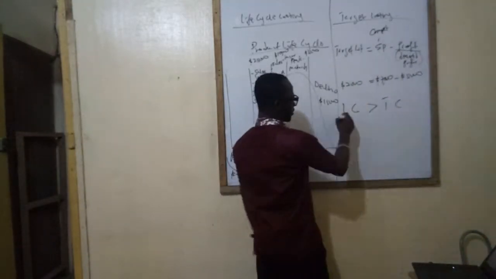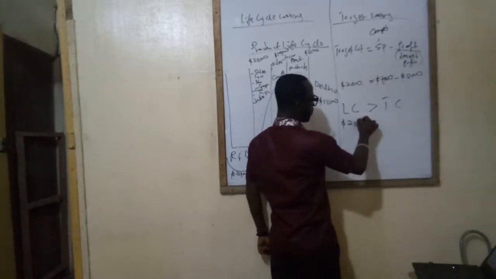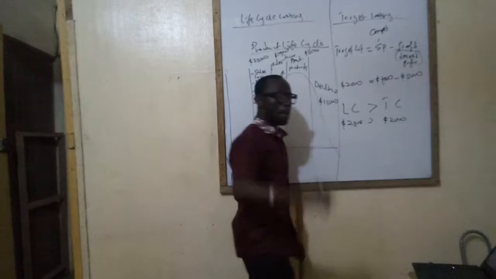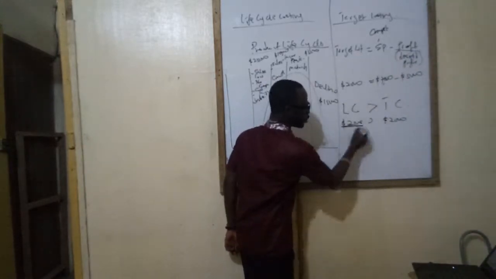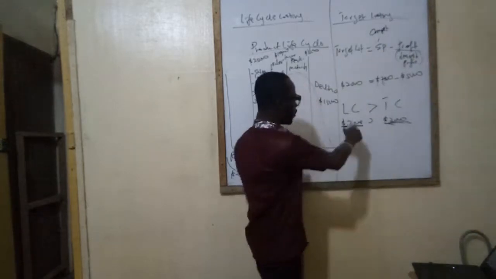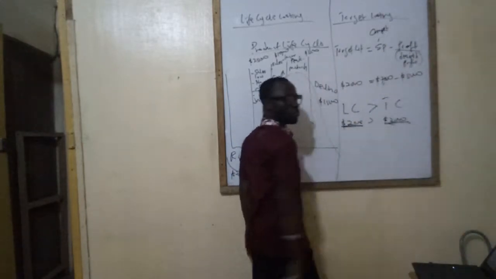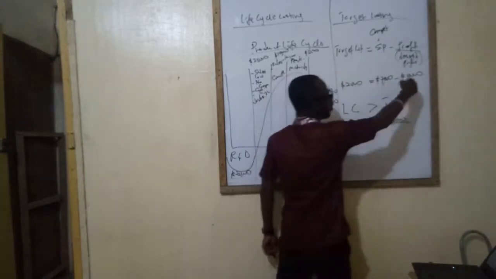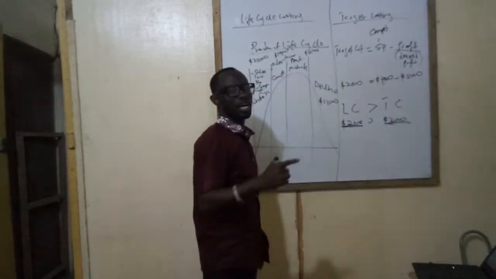Let's crunch some numbers. So our life cycle cost is 2,500 and our target cost is 2,000. Meaning you will incur this cost, but you need to incur this cost. Because if you incur this cost, you will make this profit. But if you incur this cost, you will make this profit.